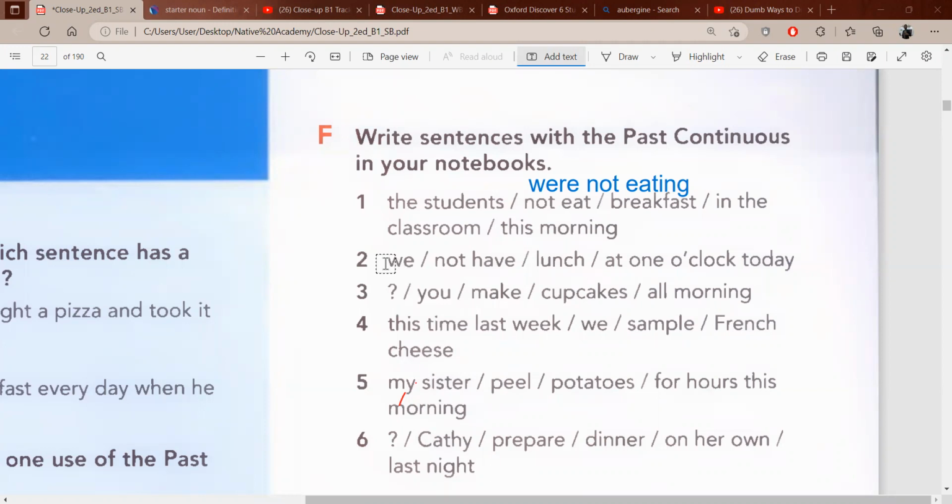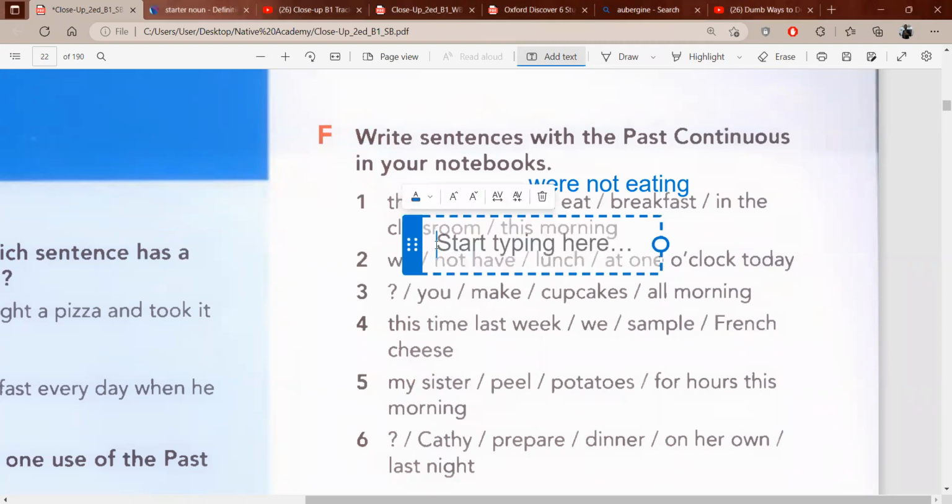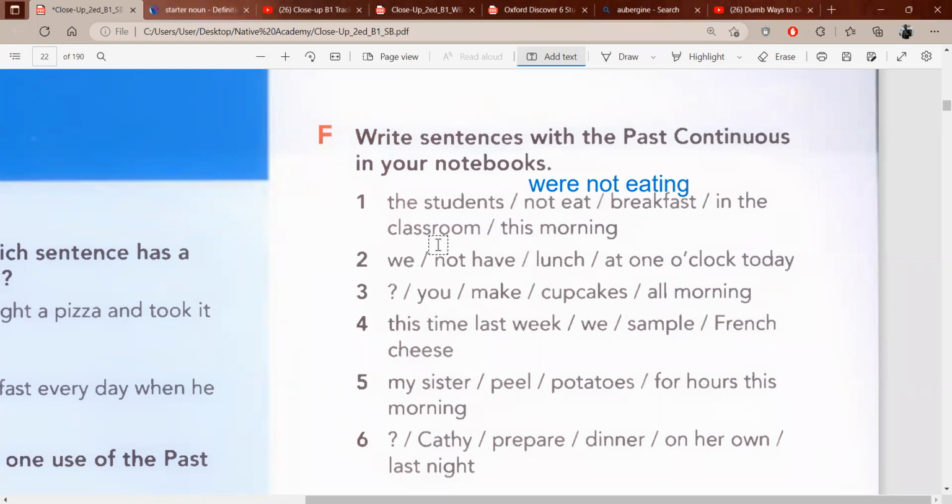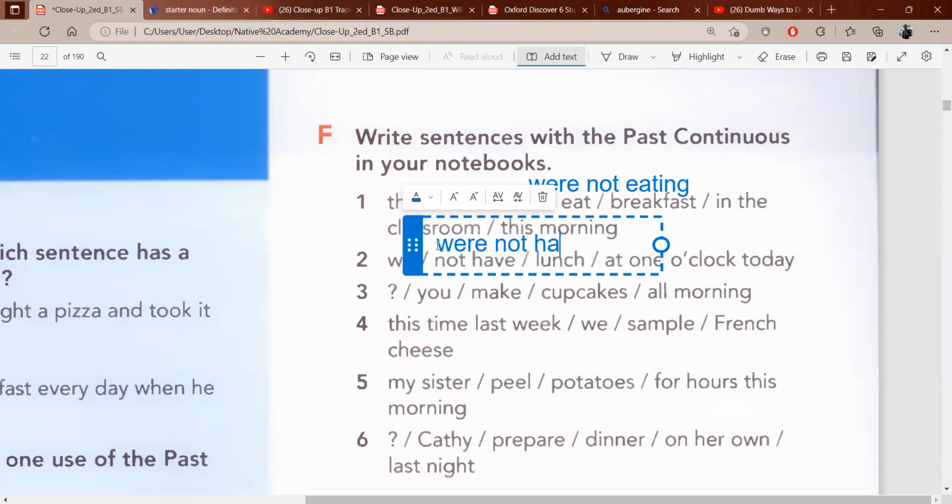طيب now I will move to عمرو خالد. عمرو number 2. Okay. We not have lunch at 1 o'clock today. Amr, I can't hear you. Are you there? We weren't having lunch at 1 o'clock today.